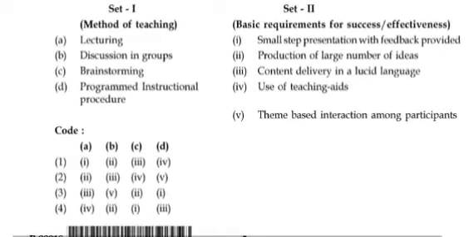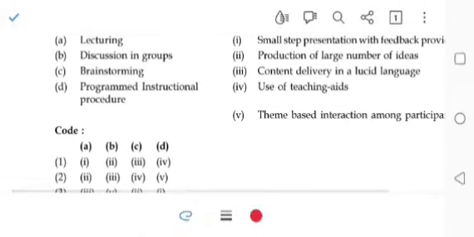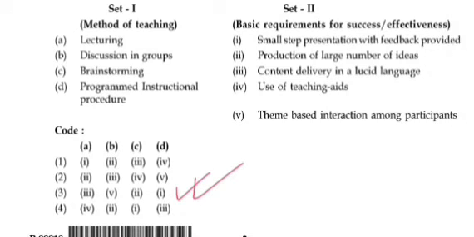These are the options. I will not read the options, but will provide you the correct option. Correct option will be 3. That means A, lecturing will be related to content delivery in a lucid language. Lucid means in a very simple and comprehensible language. Then B5, discussion in groups. It will be theme-based interaction among participants.